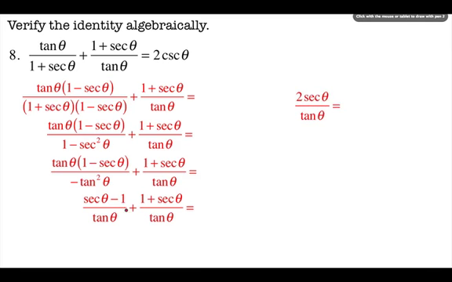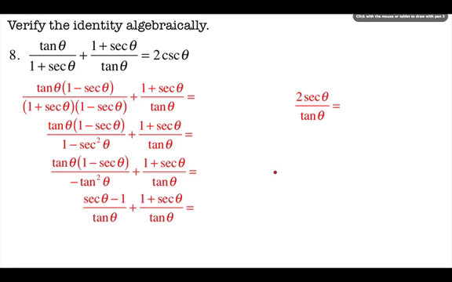This actually cleans up. I should have shown you this part of it. But anyway, you have secant of theta, tangent of theta, minus 1 of tangent over tangent of theta, plus 1 over tangent of theta, plus secant of theta over tangent of theta. And then these two cancel out, and you're left with 2 secant of theta over tangent of theta.